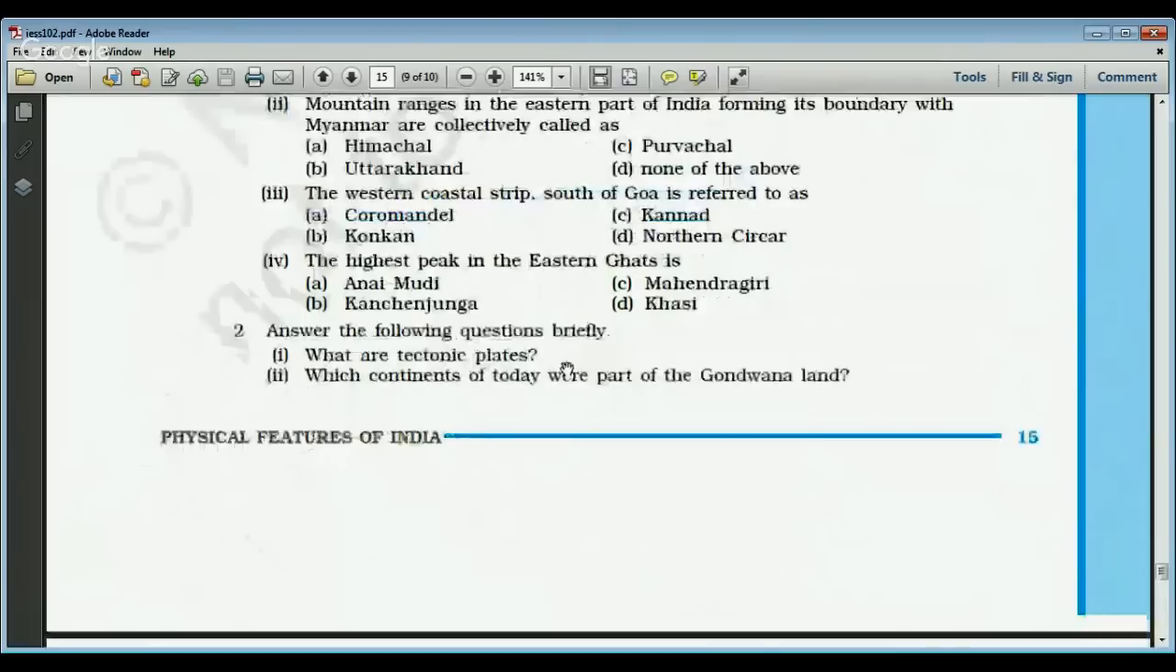Then the highest peak in the Eastern Ghats is Mahendragiri. That is the answer. Now see these questions. The first question is: what are tectonic plates? Our lithosphere is divided into various types of plates, like seven major plates and 20 or 21 minor plates. These are known as tectonic plates because they keep moving, and they keep interacting with each other by the process of folding, faulting, or transforming.